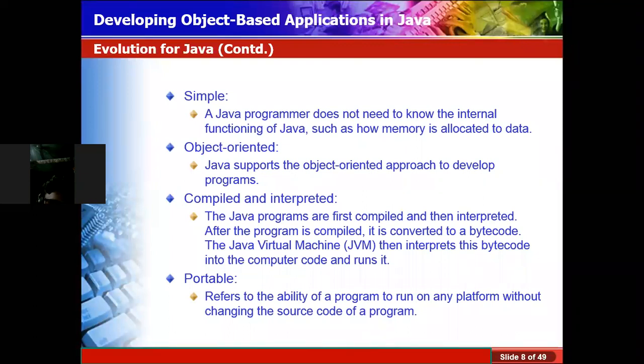Portable. It refers to the ability of a program to run on any platform without changing its source code. When you write a C++ program, you use different IDEs. So from IDE to IDE, you have to write extra lines of code, like using namespace std. Some IDEs require it, but Java does not require any extra lines of code. आप किसी भी आईडी में आप प्रोग्राम को लिखिए, आपको कोई एक्स्ट्रा लाइन लिखना नहीं पड़ेगा. Same code is written on every platform. So that is portable.